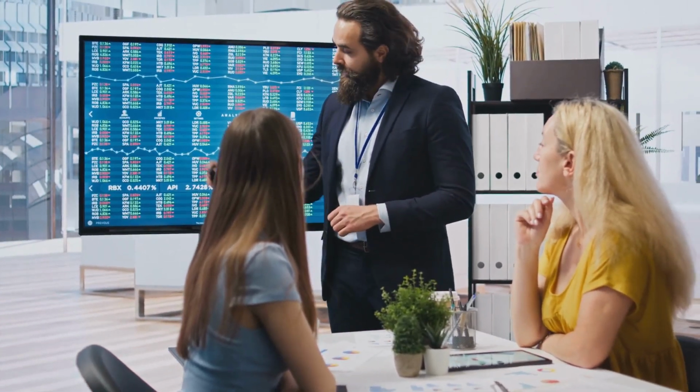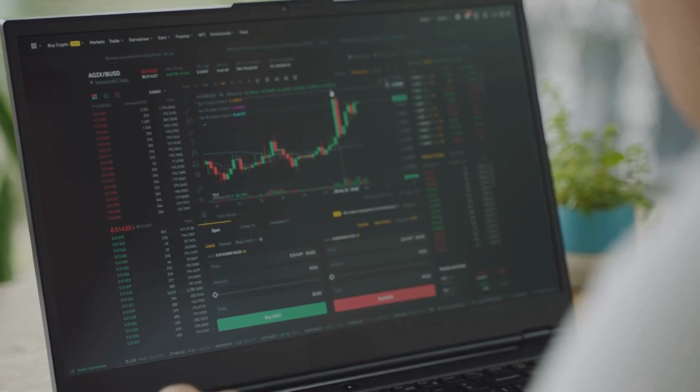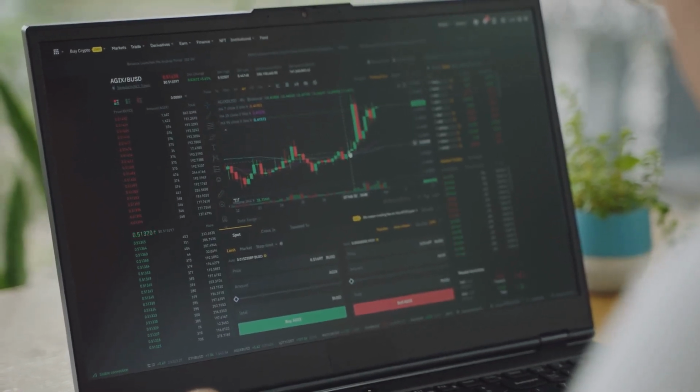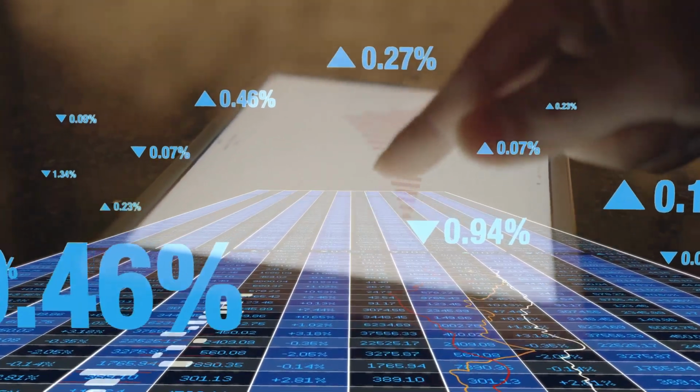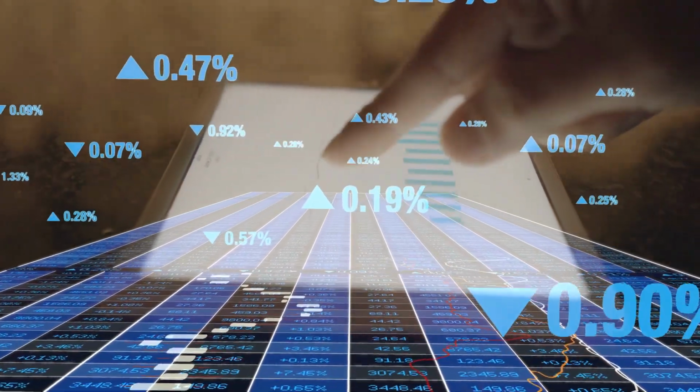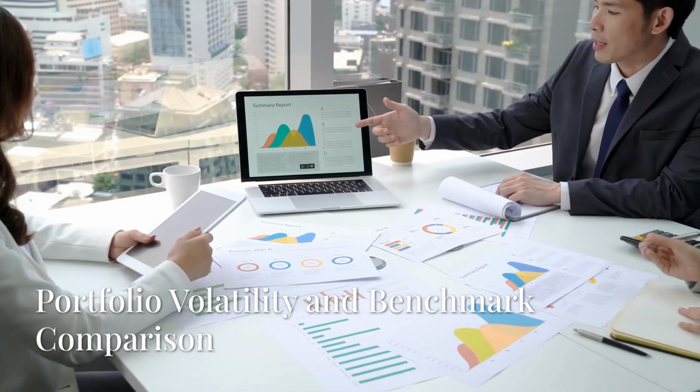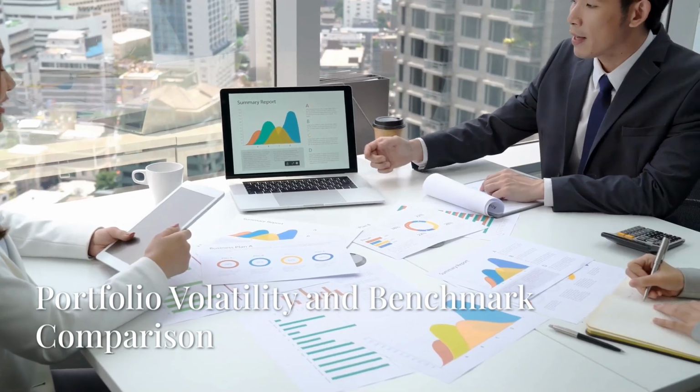Moving on, risk-adjusted return. This metric takes portfolio risk into account when evaluating returns. Basically, higher returns with lower risk show better performance. A common measure here is the Sharpe ratio, which is calculated as return minus the risk-free rate, divided by portfolio volatility.